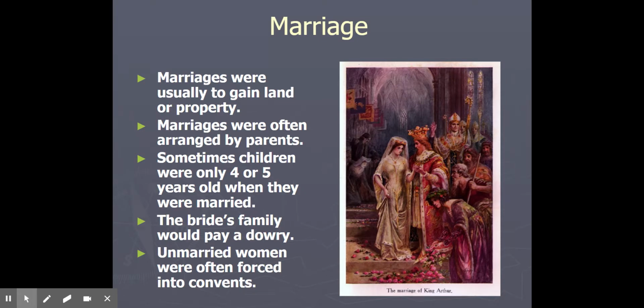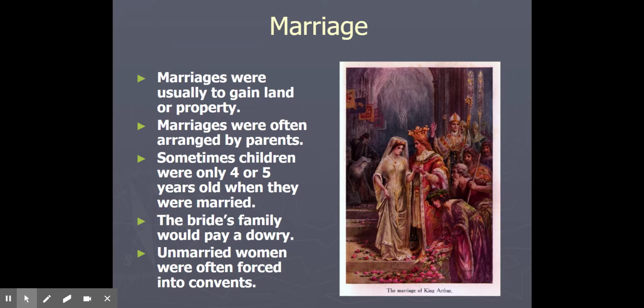Well, if a family owns some property, then of course the kids are going to get that property when the parents die. And marriages back then were arranged by parents. That means the parents would get together and say, okay, you have a son, I have a daughter, and I think they could get married, right? And so they would arrange these marriages.